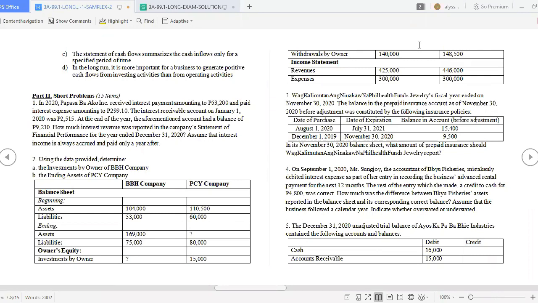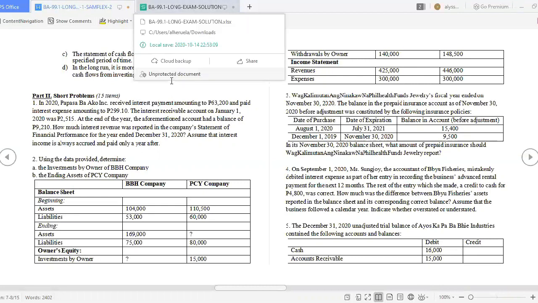So for number 4, on September 1, the accountant of BBU Fisheries mistakenly debited interest expense in recording the advanced rental payment for the next 12 months. So the rest of the entry was correct. So credit to cash. How much is the difference between the assets reported in the balance sheet and its corresponding correct balance? So we have to indicate whether it's overstated or understated.